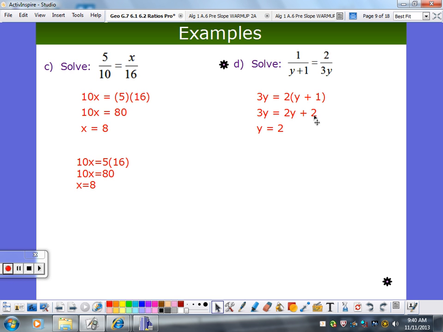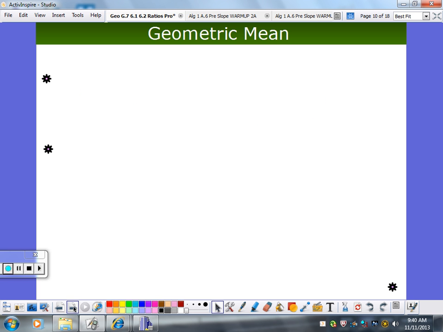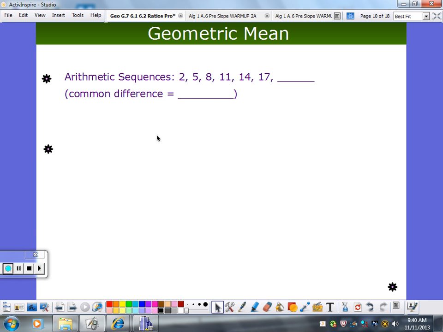I did my distribution here. Subtract the y, so y equals 2. And you can check these. Plug it in. 1 over 2 plus 1 is a third. 2 over 3 times 2 is 2 over 6, which is also a third. I like to check that I got the right y, because I make dumb mistakes all the time, as you know. So use cross products. Whatever shortcut you were using, I want you to stop using it, because I really want you to think about cross products.